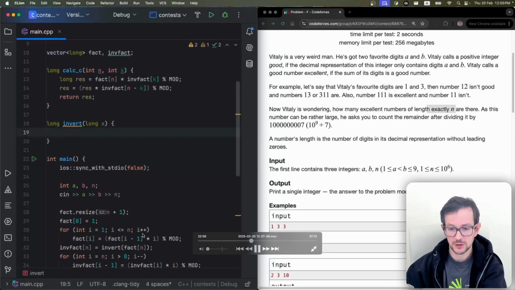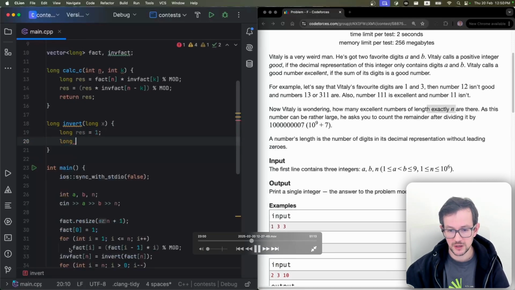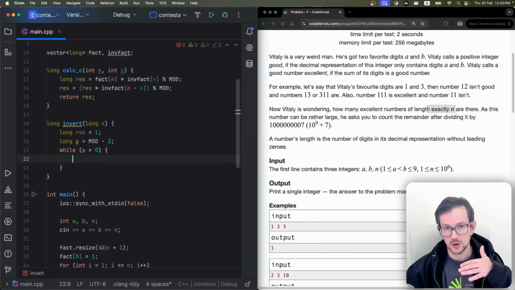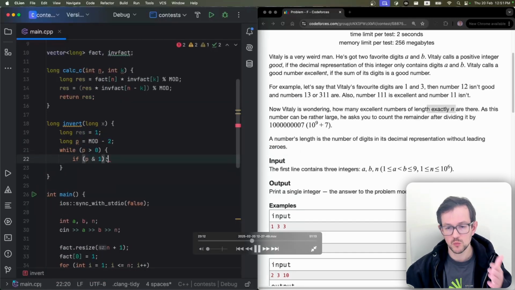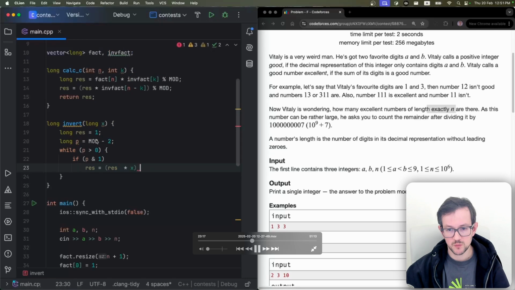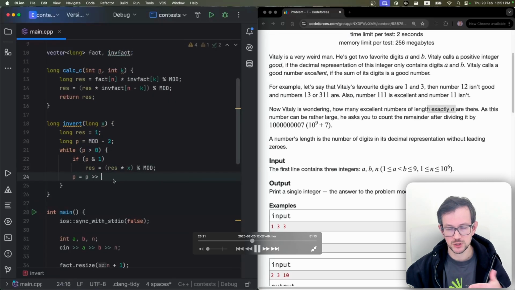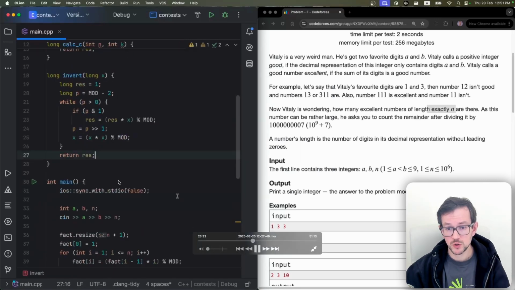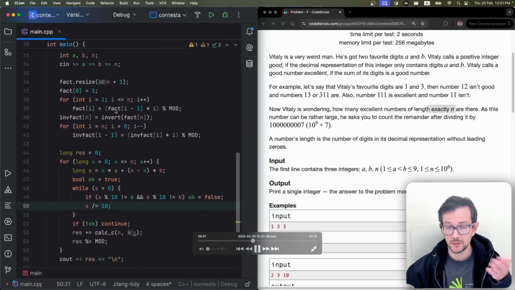So again, here I calculate factorial, and here I calculate inverse factorial. Now to invert a value, you need to calculate it to the power p minus 2, or modulo minus 2. So here my power is modulo minus 2, and here I implement a simple binary exponentiation algorithm. That's it. It's not a hard algorithm actually. You can implement it quite easily.